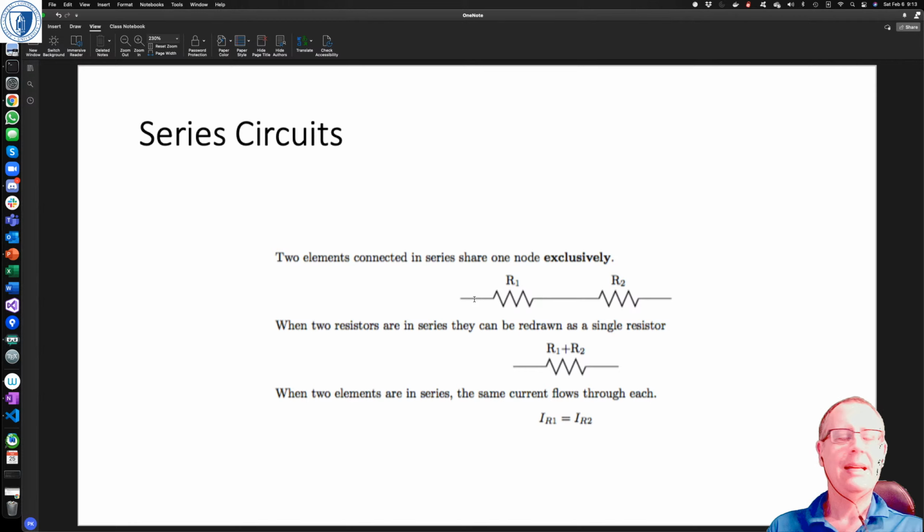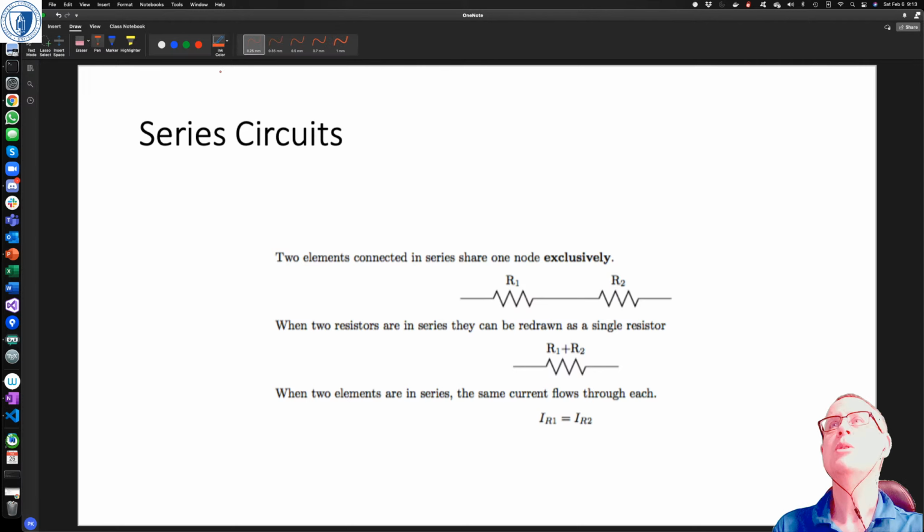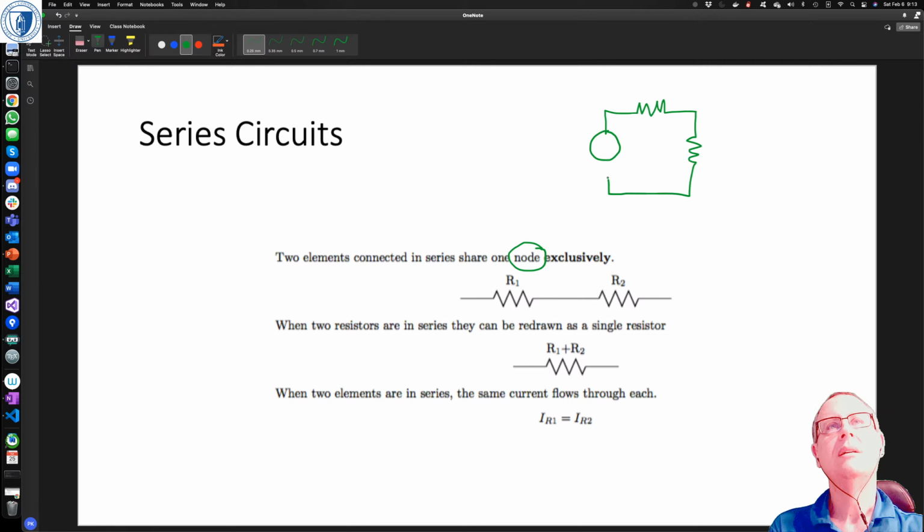I can't start with this sentence: two elements connected in series share one node exclusively. Now, I can't really talk about that without first writing out some definitions, right? If I have a circuit, right, there's a few things we can talk about.